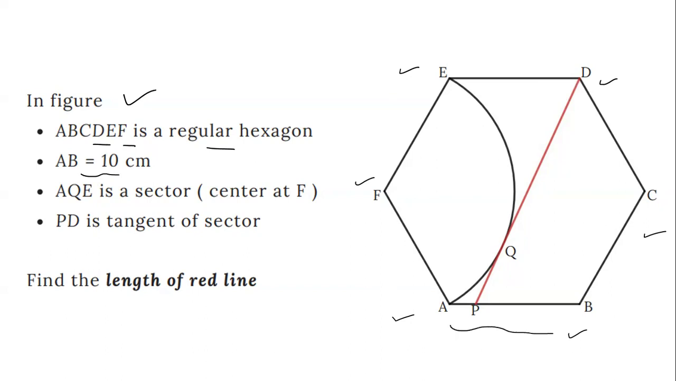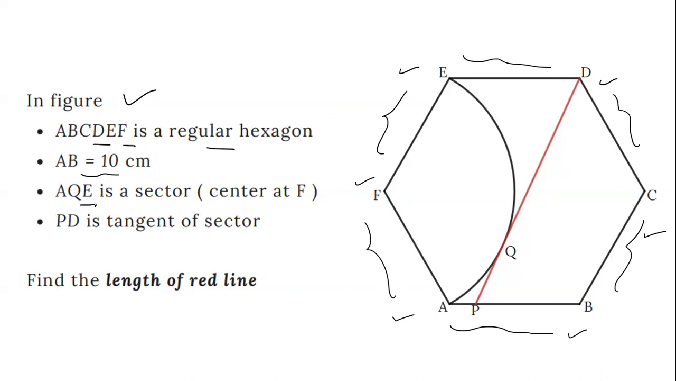So you know in a regular hexagon all sides are equal. If AB is 10, then BC is also 10, CD is also 10, ED is also 10, and this is also 10 and this is also 10. So all side lengths are 10.